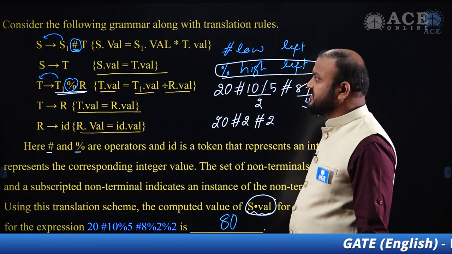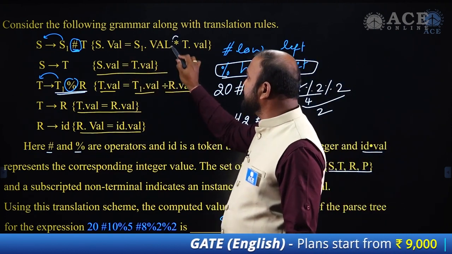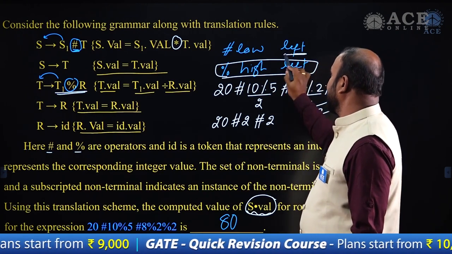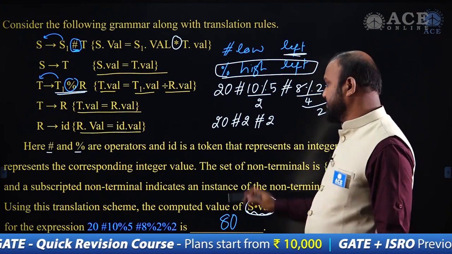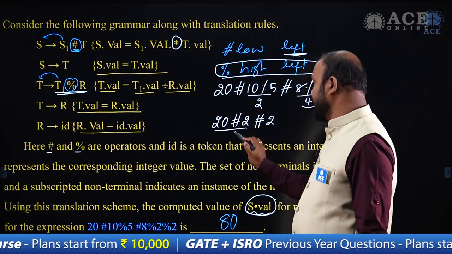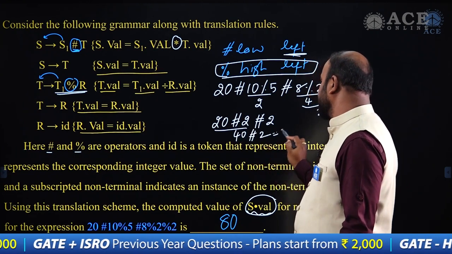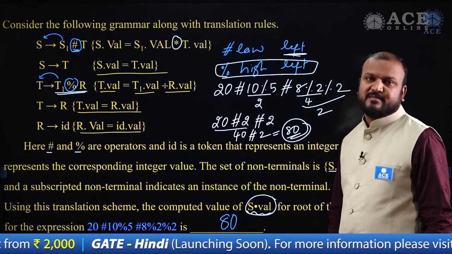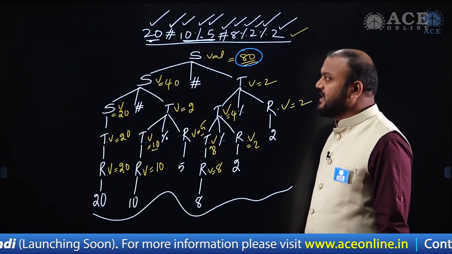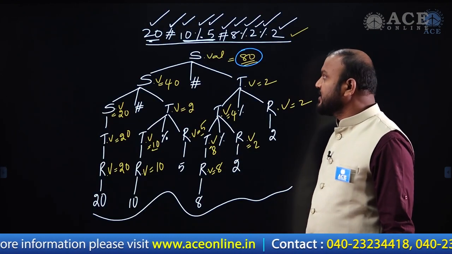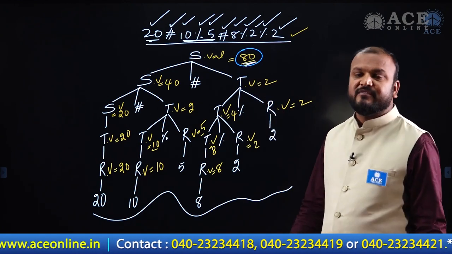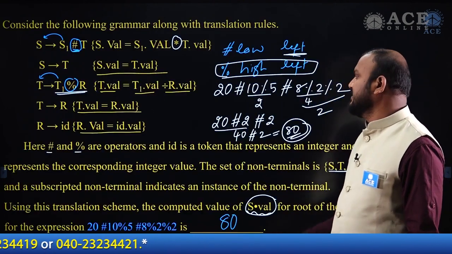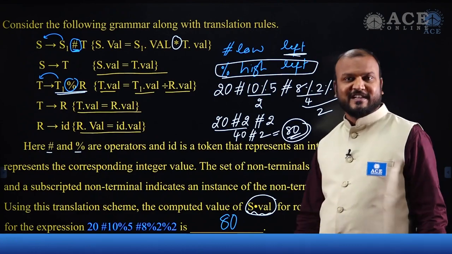Next, hash, the lowest precedence. Hash has a semantic rule star, meaning multiplication. Because more than one hash is there, it is going to be evaluated according to the associativity, left associativity. 20 hash 2 means 20 into 2, 40. 40 hash 2 equals 80. 80 is the answer. This is another way of solving the same question in a simpler way. But the regular procedure is to construct a parse tree for the input sentence, evaluate the parse tree according to the semantics, and find the S.val for the root of the parse tree. But if you can understand the grammar, it is an easy way of solving the question. Hope you understood. Thank you.